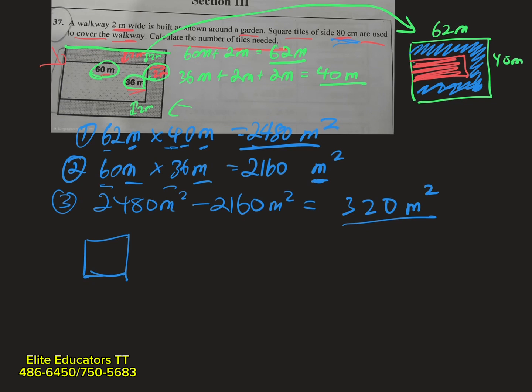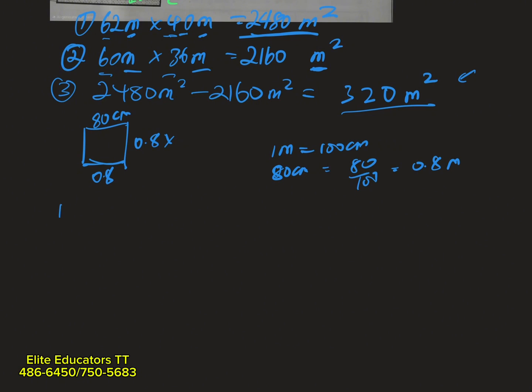So 80 centimeters would be one side. But the thing is, I'm working in meters. So to do fewer calculations, I would convert. Remember, 1 meter is 100 centimeters. So 80 centimeters would be 80 over 100, 0.8 meters. So I'll put 0.8 multiplied by 0.8 side by side. So area of square equals 0.8 meters by 0.8 meters.